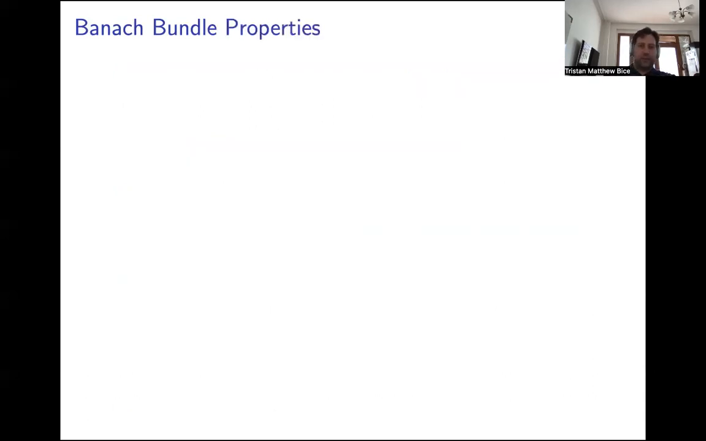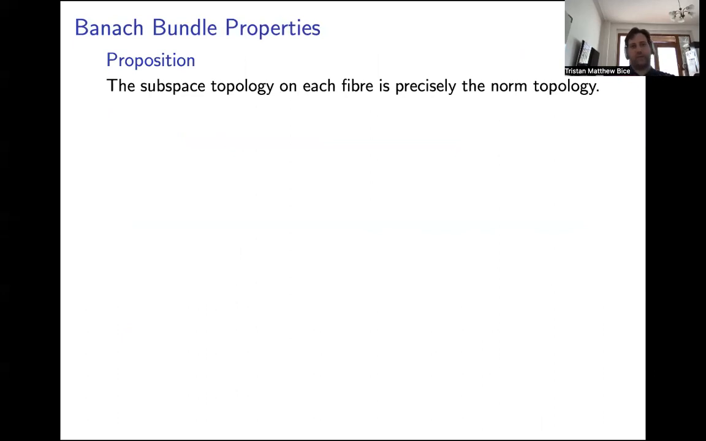So what are some basic properties of our Banach bundles? Well, there's a few obvious things that nevertheless need some kind of proof. The first thing to note is that the subspace topology on any fiber of your Banach bundle is in fact exactly the same as the norm topology. That's what you would hope anyway, right? This is what this compatibility condition is really encoding. That's what you hope it encodes anyway.